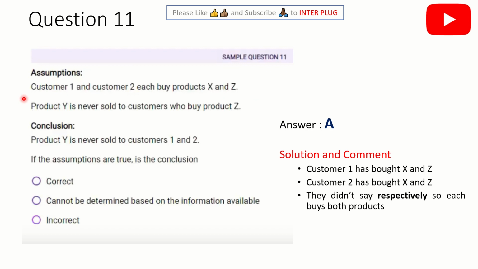But when you put it like this, if you're reading it, you mean that each of them has actually bought X and Z. Now, the second statement tells us that product Y is never sold to customers who buy product Z. That means customer 1 and customer 2 can never buy product Y, right? So product Y is never sold to customers 1 and 2, which is correct.